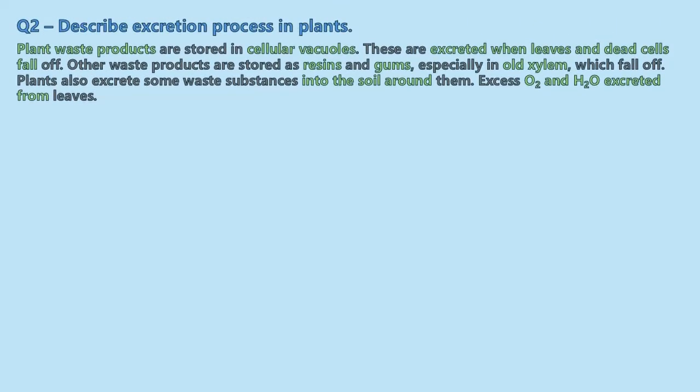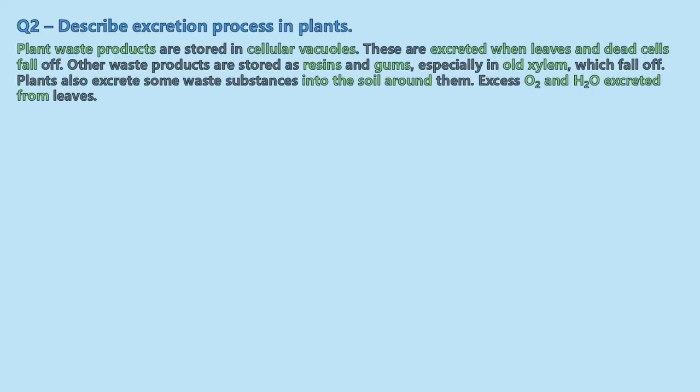Describe the excretion process in plants. Plant waste products such as cellular waste are stored in cellular vacuoles. They are stored in cellular vacuoles. These are excreted when the leaves and the dead cells fall off.